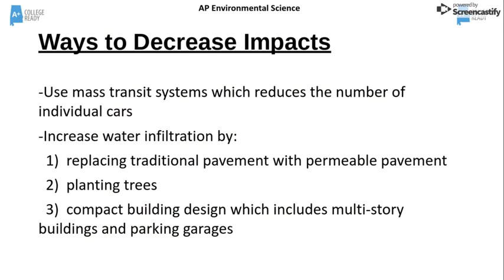Ways to decrease the impacts of urbanization include use of mass transit systems, which reduces the number of individual cars, increasing water infiltration by replacing traditional pavement with permeable pavement, planting trees, and compact building design, which includes multi-story buildings and parking garages.